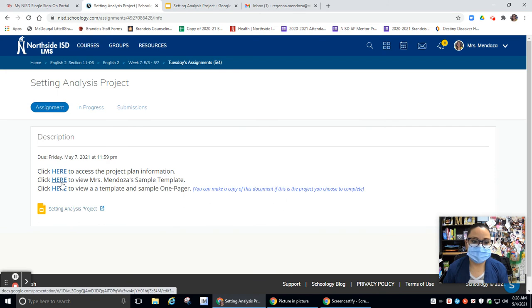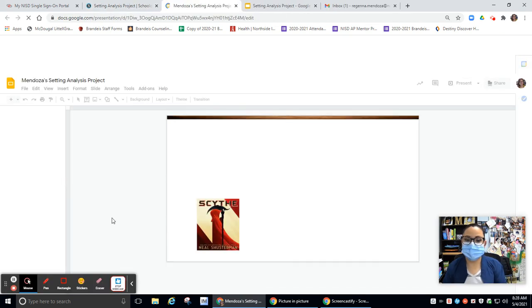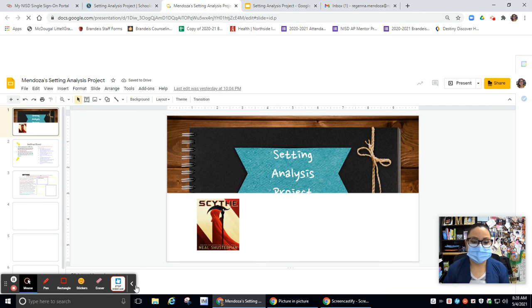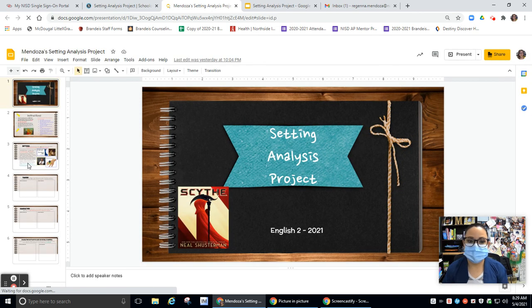So the second link here is my sample template. I'm going to go ahead and do the slides project with you guys. And I'm going to do it based on the book I'm currently reading, which is Scythe. And I know for some of you, this was also an option as far as looking maybe at the first couple of chapters of the book.